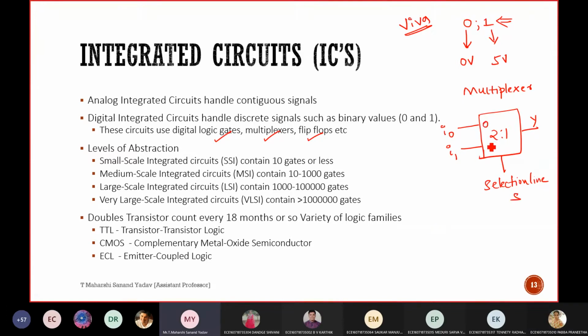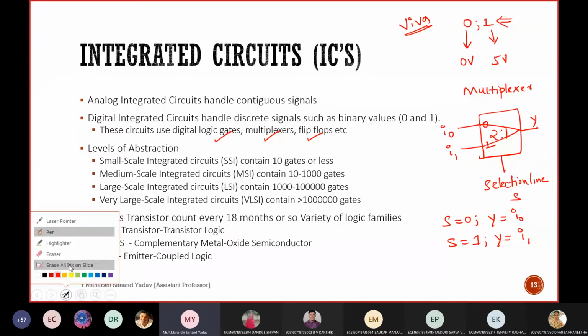Suppose this is 0, this is 1. When selection line is 0, output will be I0. Why? Because the 0 will get connected to the output. Suppose if S is equal to 1, what will be the output? I1. So simply this 1 will be connected to the output. Now in the subject, we need to write the Verilog codes for all these modules. We shall discuss them. Done.